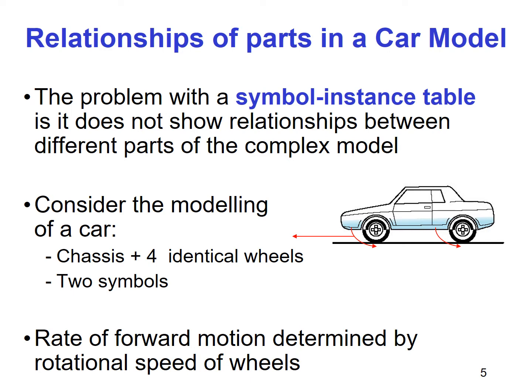For example, if you were to model a car using the symbol instance table, we would have 4 instances of the wheel, 1 instance of the chassis, and then we're good to go.